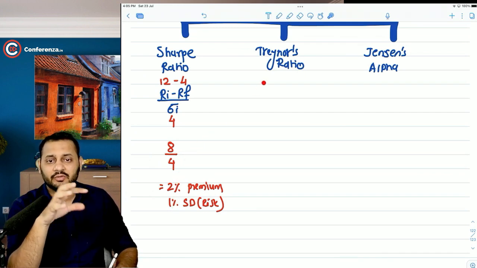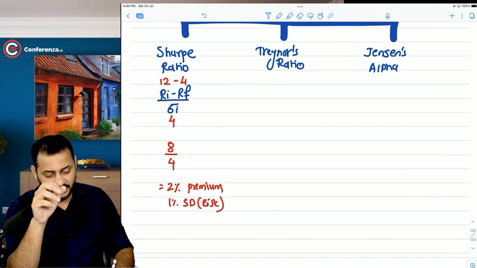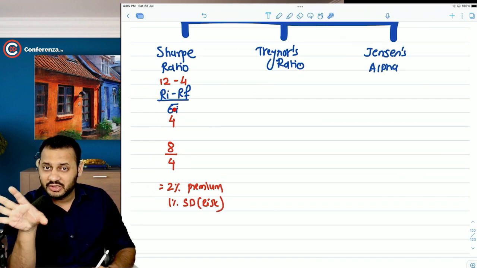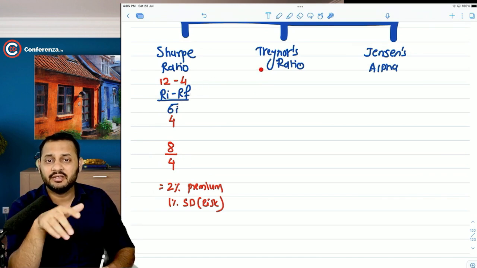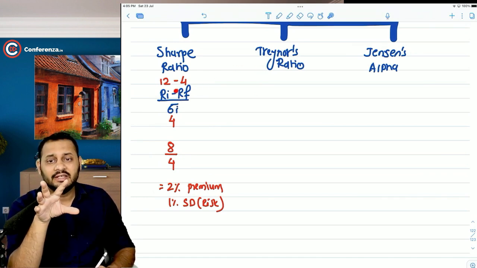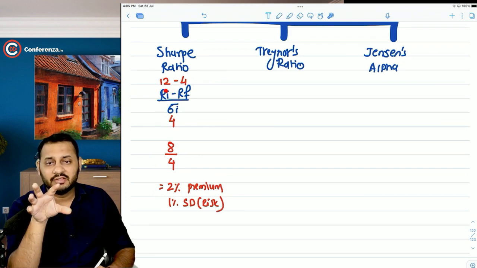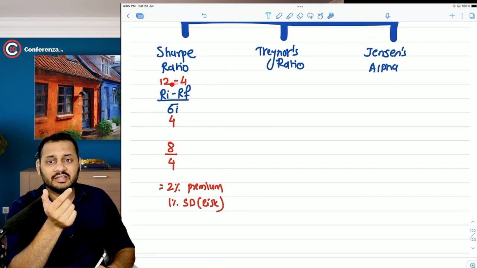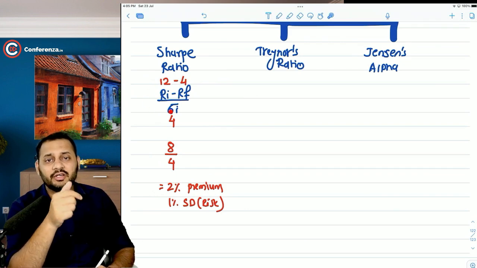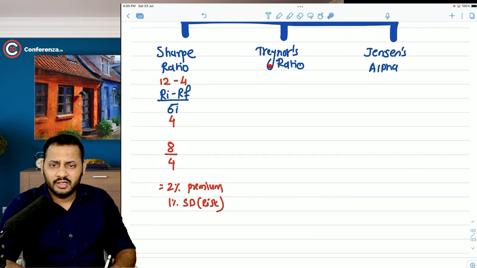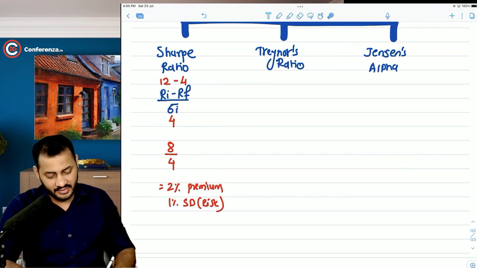Now the Treynor ratio is exactly equal to the Sharpe's ratio. But the only debate Treynor makes is that he is not satisfied with the fact that we are comparing this premium with per unit of standard deviation. Treynor says that this is the measure of total risk, and this includes systematic plus unsystematic risk, right?